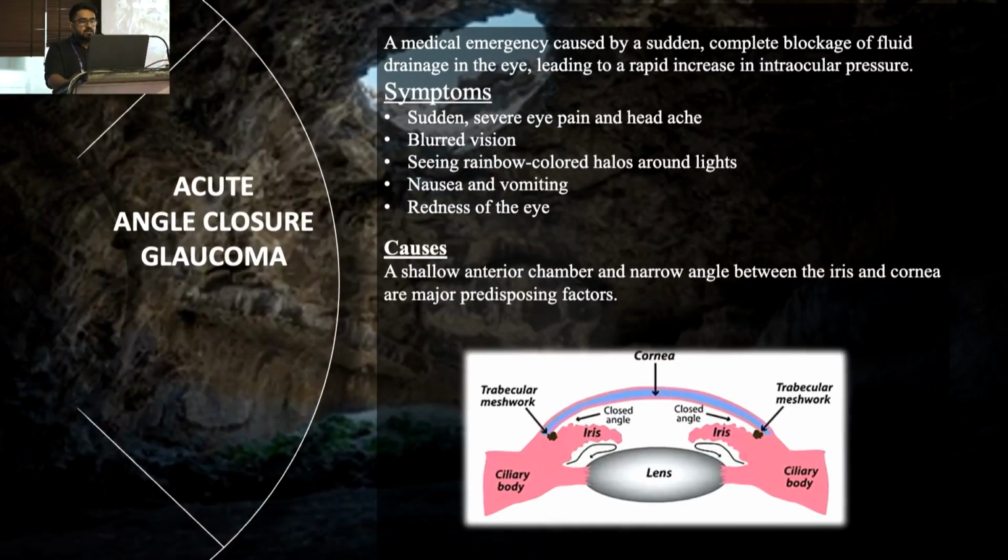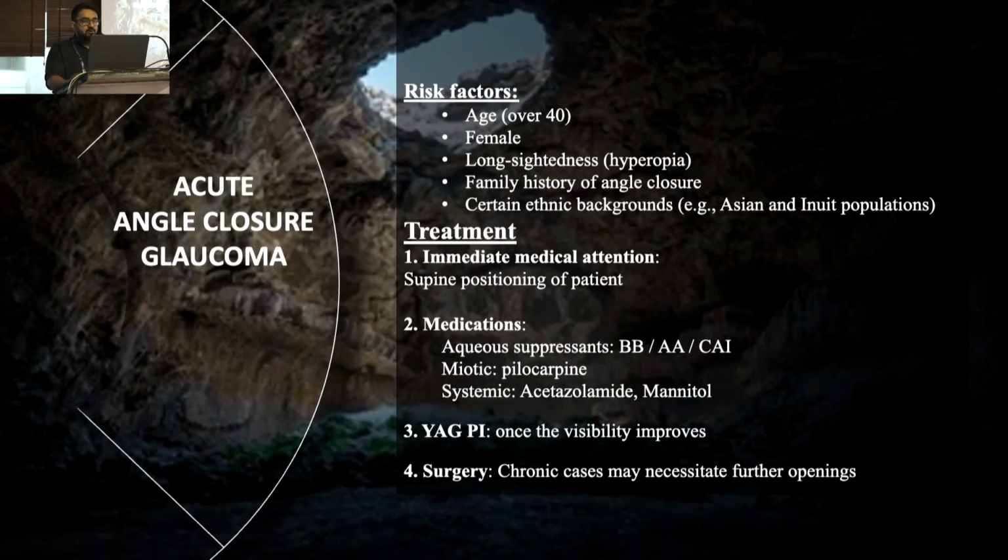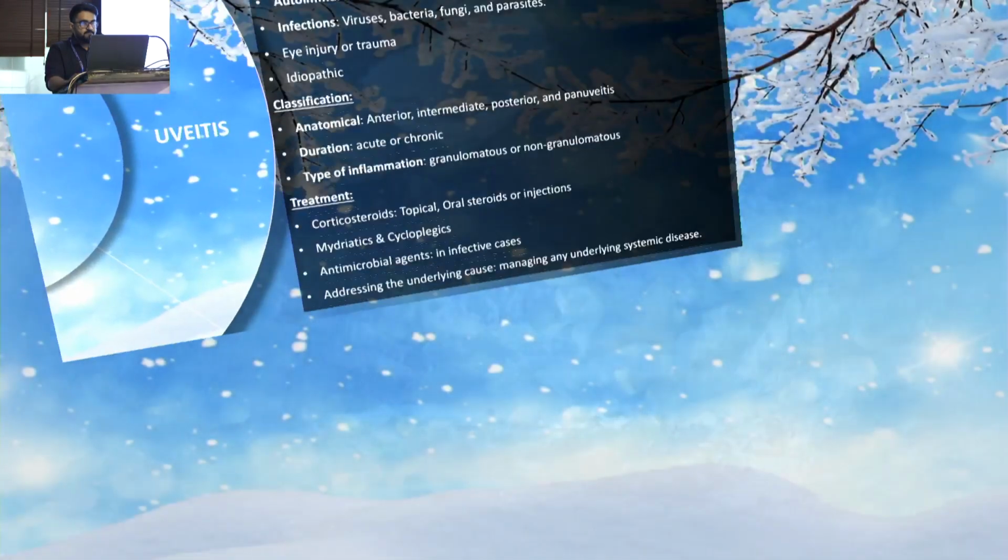Next one is acute angle closure glaucoma. I'm not elaborating, only going to the treatment protocol: if the patient is in an acute attack stage, immediately make them lie in a supine position and use aqueous suppressants, mannitol or acetazolamide to bring down the pressure. Once the cornea clears, go for a YAG-PI. If YAG-PI doesn't suffice and the patient goes into a chronic angle closure attack, the patient may require surgery.